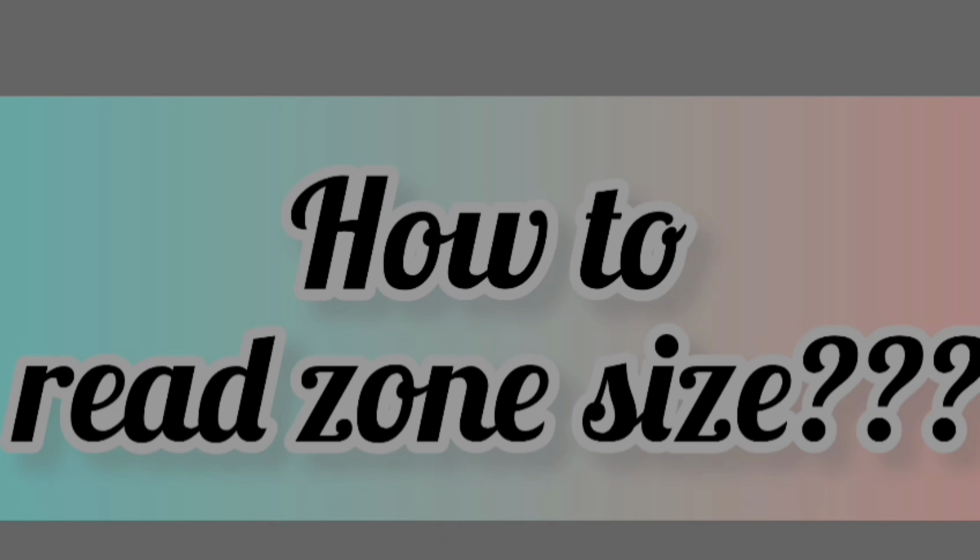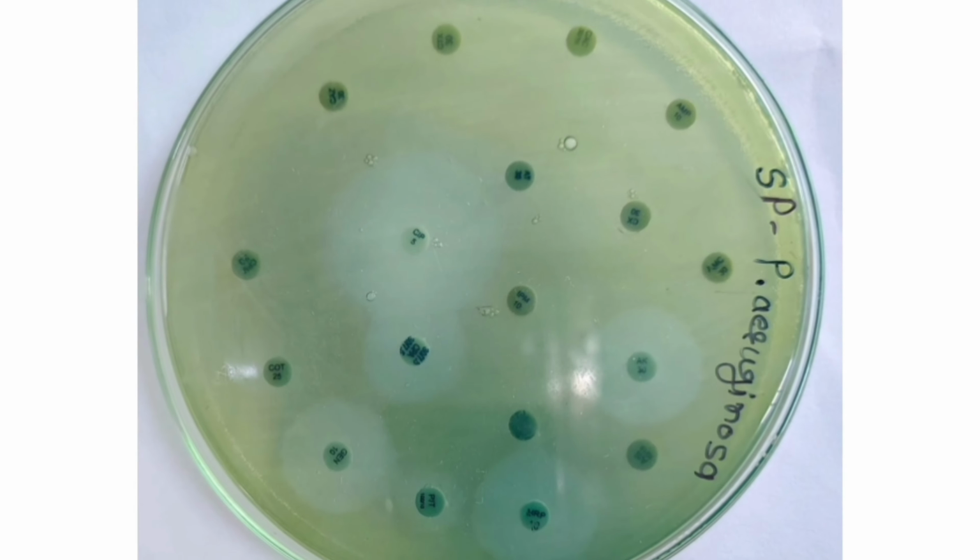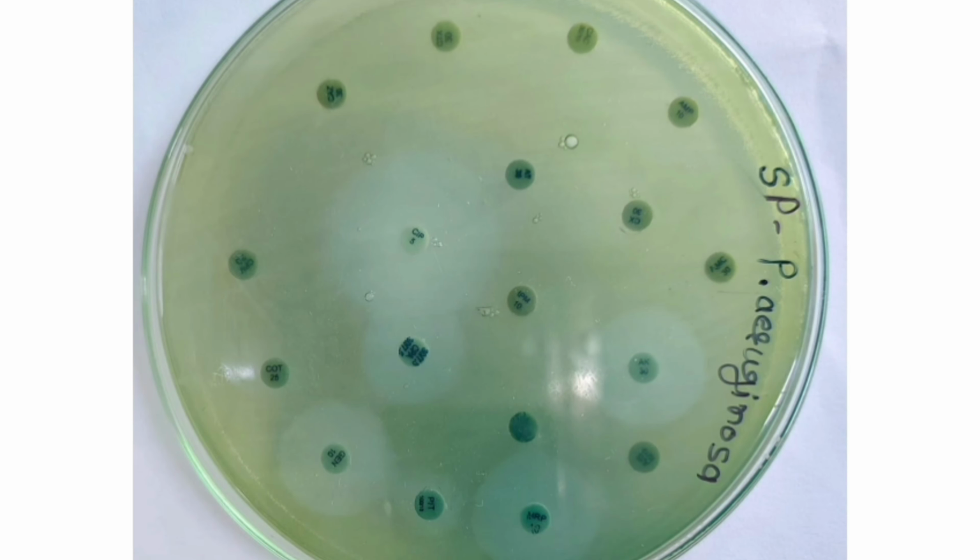Following this, reading the zone size of the antibiotics. Use a dark background. Read from the backside of the plate for clarity. Measure the diameter using a scale or calipers. Do not include swarming protease tails. Compare with CLSI breakpoints: sensitive, intermediate and resistant.